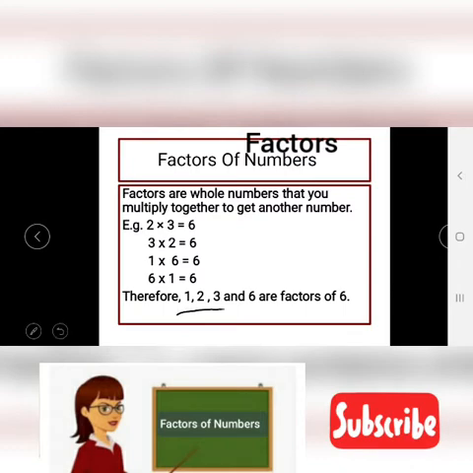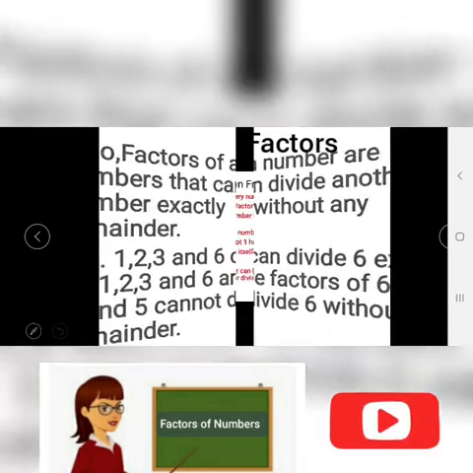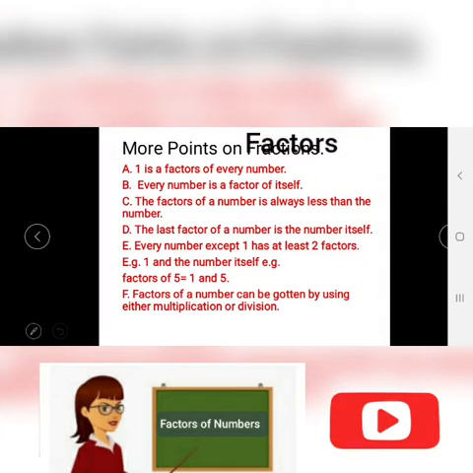1, 2, 3, they are lesser than these 6. So we say a factor, all these ones, they are less than 6. And that's the reason the point said that a factor of a number is always lesser than the number. Then the last factor of a number is the number itself. The last factor is always the number itself.